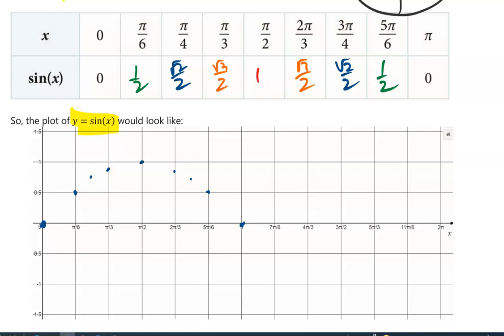Then we can grab a 7 pi over 6, that is, yes, negative 1/2. 4 pi over 3. Then 3 pi over 2 is negative 1. 5 pi over 3. 11 pi over 6 is negative 1/2, and 2 pi is 0. Okay, and this is the graph of sine x.